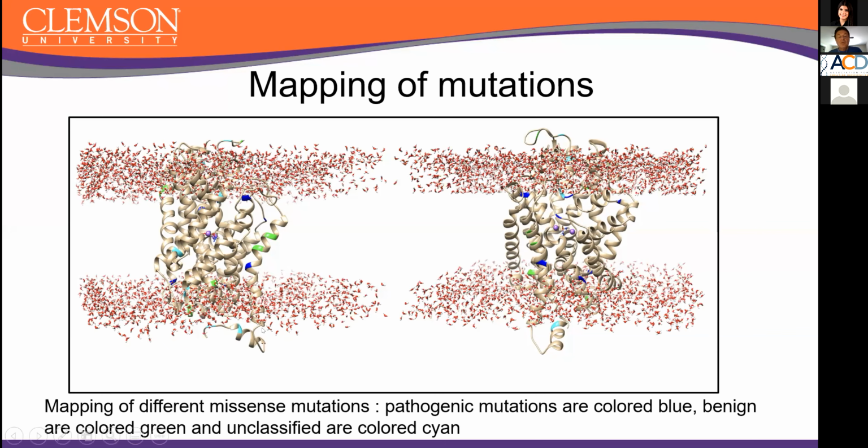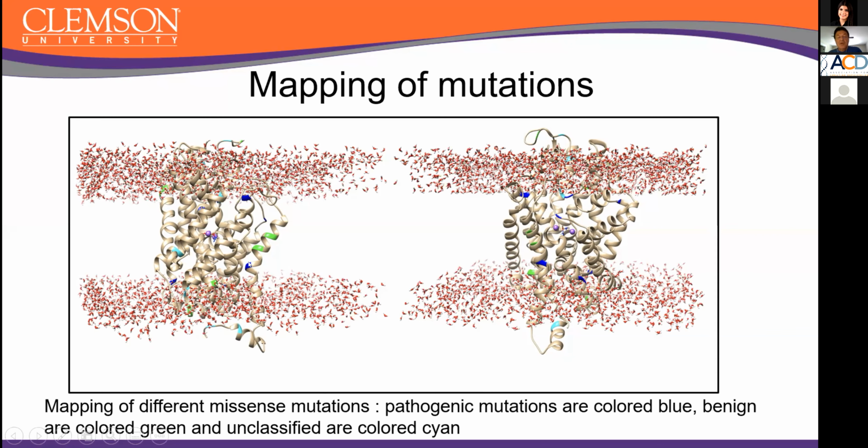And here is a color code, where the pathological mutational cohort is in blue, this is one, this is another one. Benigns are colored green and unclassified cyan. Perhaps you would like to take a look at several cases.